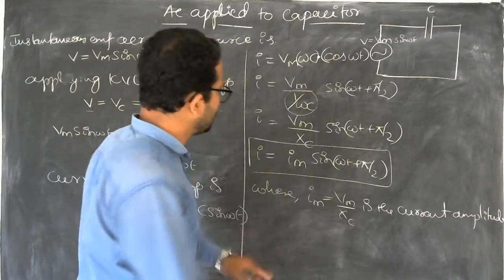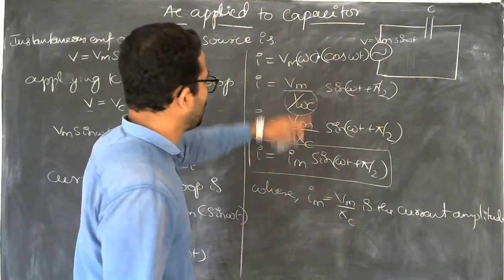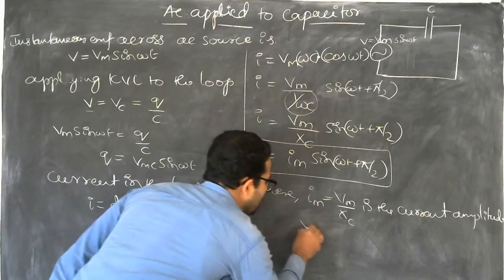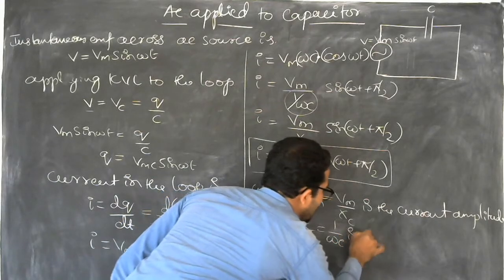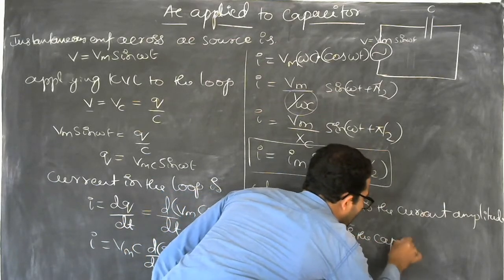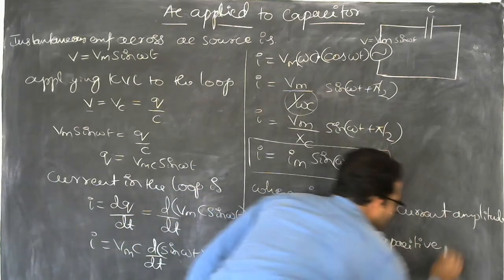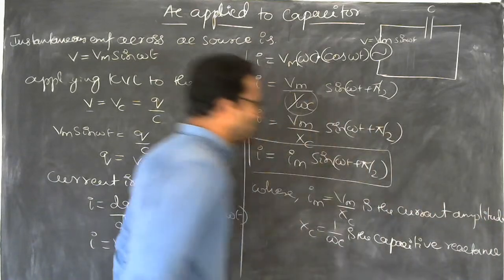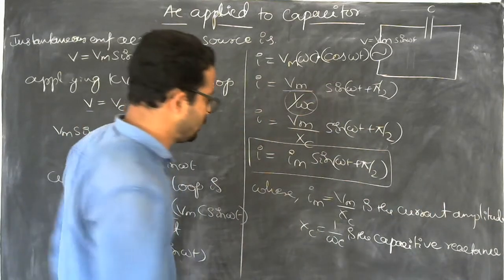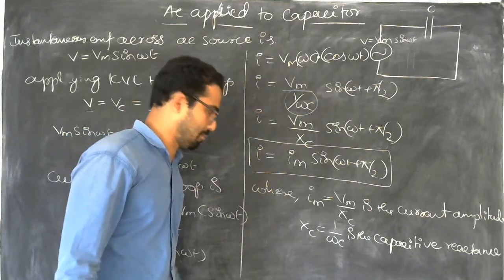And one more substitution we made, that is 1 by omega C as Xc. Xc is equal to 1 by omega C, which is the capacitive reactance. So these are the substitutions we have made.